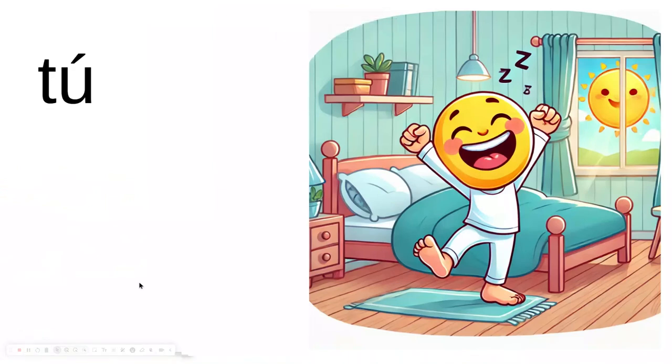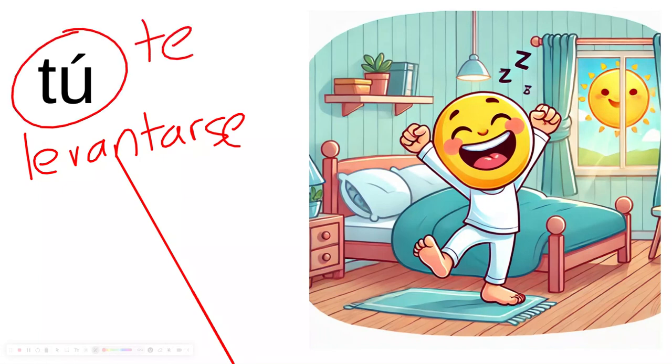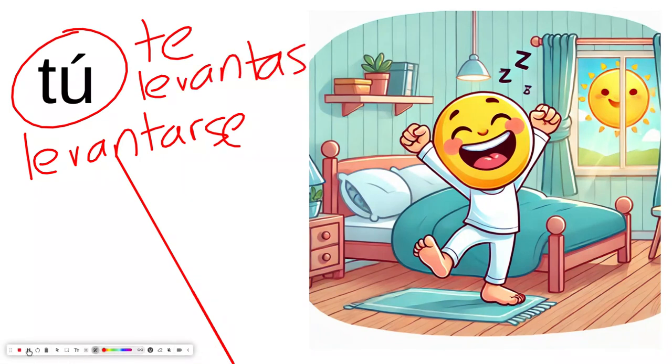All right, slide 2, we have a different image, so try and decide what picture or what word do you think this picture represents, and it is to get up. So that word is levantarse. I don't know why I drew that line right there, that was weird. So levantarse is to get up, and I'm going to put it in the tú form, and that would be te levantas. Tú te levantas, so you get up, would be that.